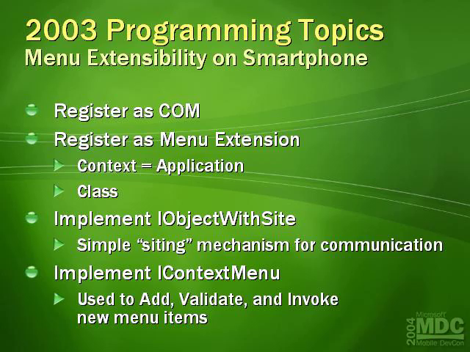There are two interfaces you need to implement in your object: IObjectWithSite and IContextMenu. IObjectWithSite is used as a simple siting mechanism to communicate between the menu extension and the host process. You use this to get your data back and forth, essentially. IContextMenu is an interface with methods that center around manipulating the menu itself. So it's used to add your menu items to the menu, to validate your menu items, and actually invoke your menu item once the user selects it.